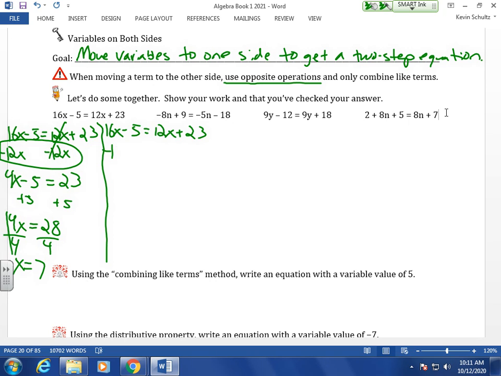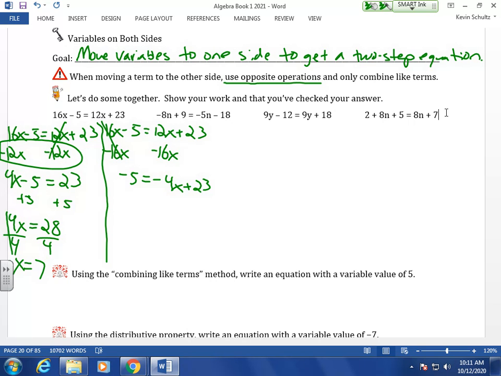Another option would be to subtract 16x from both sides, cancel them out on the left side, because 16x minus 16x is 0. We're left with negative 5. And on the right side now, we've got negative 4x plus 23. So we still end up with that 4x difference, right? The difference between 12 and 16 is 4.